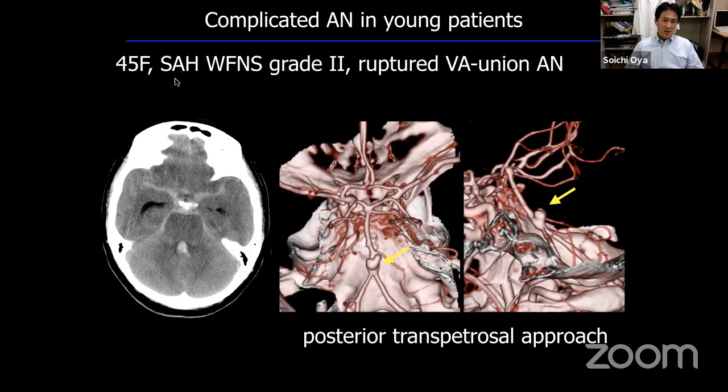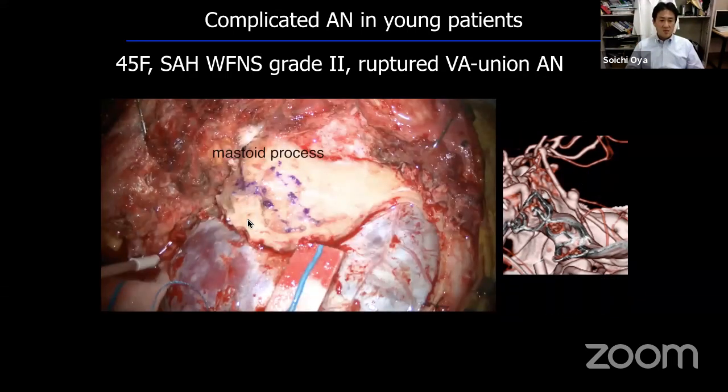She also had a subarachnoid hemorrhage. She was young and had a ruptured VA union aneurysm. But in this case, the location was a little bit higher than the previous one. So we chose the posterior transpetrosal approach only. And from this case, I would like to emphasize the importance of preservation of the venous drainage. So this is the left side approach, temporal lobe here, and this is the posterior fossa, mastoid process.